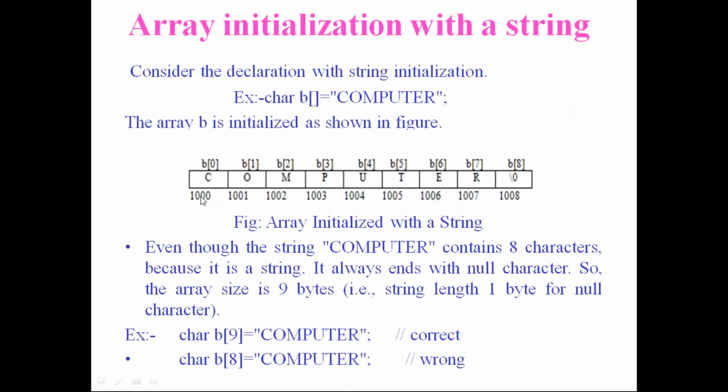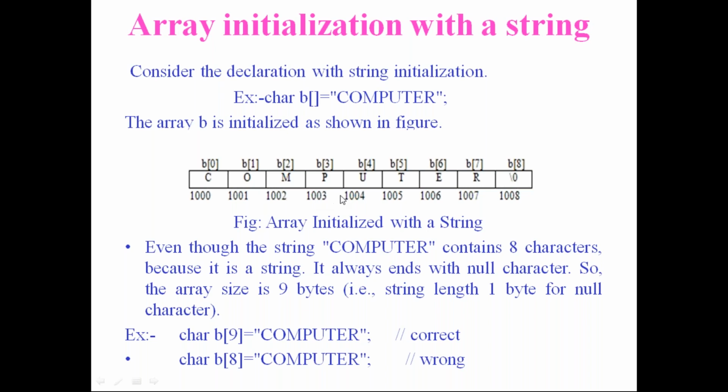Right. So the next one is array initialization with a string. Then how is it going to be occupied? So char b is equal to "computer", so that I am able to see how the string computer is occupied into it. So even without specifying the size, you can deal with a string also.